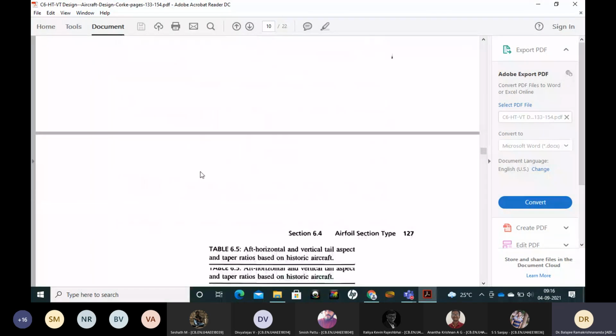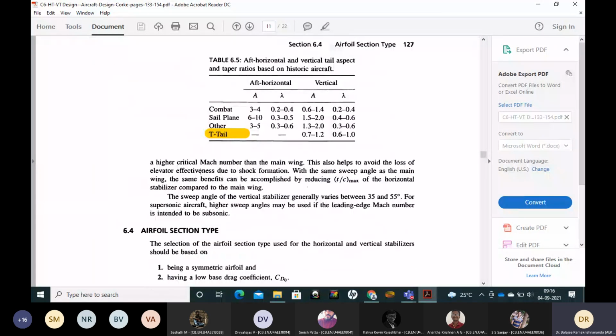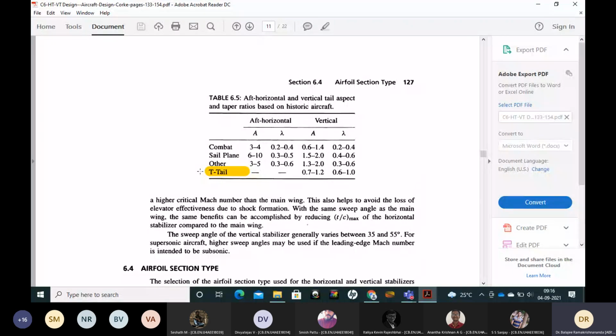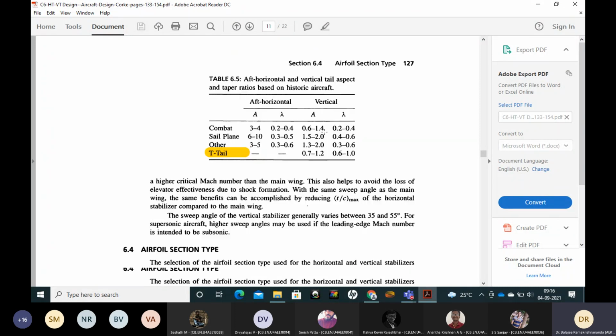Then tail planform shape, airfoil section, etc. are similar to the wing. The only thing is you are given a range of aspect ratio and taper ratios of the tail based on historic aircraft in this table. Make use of these for horizontal and vertical tails.